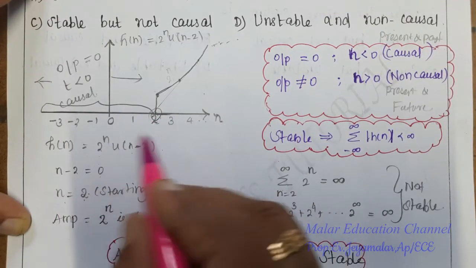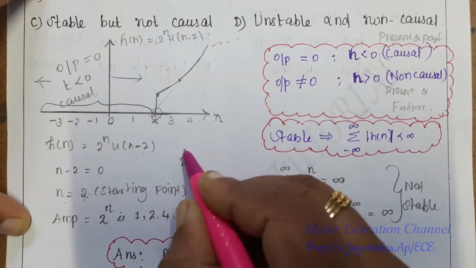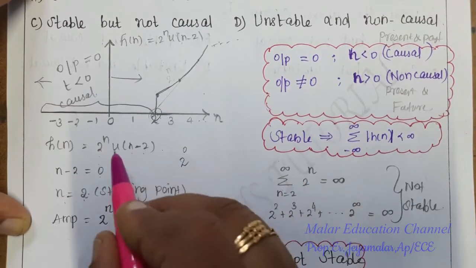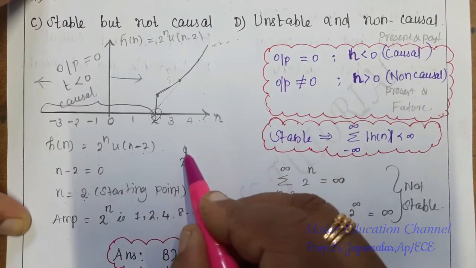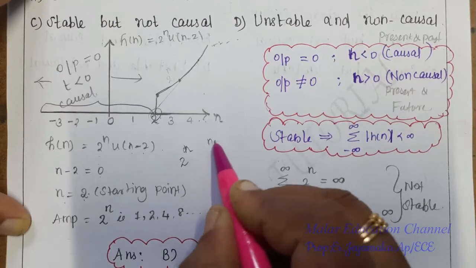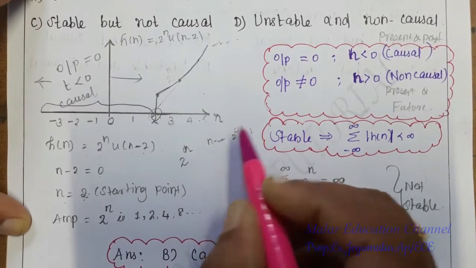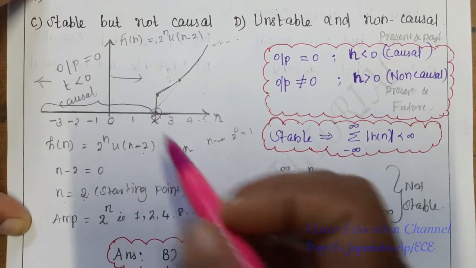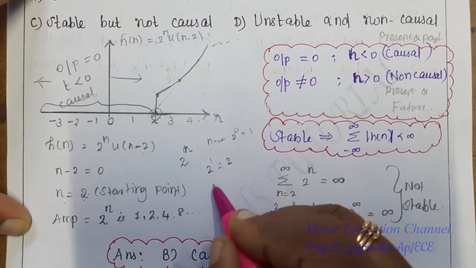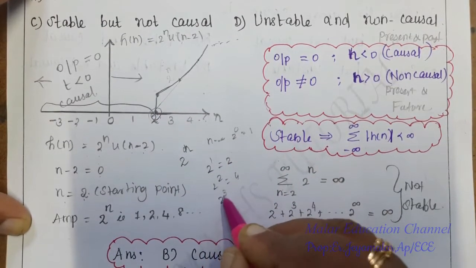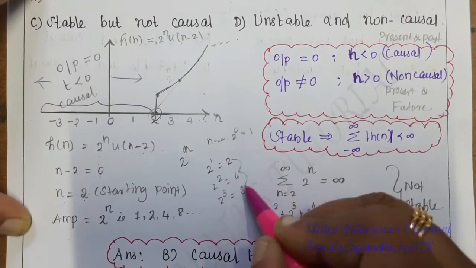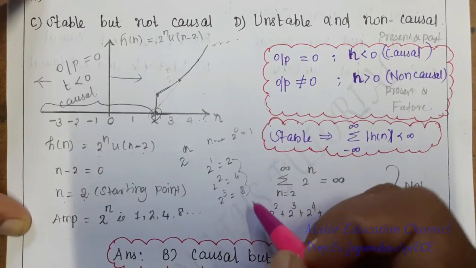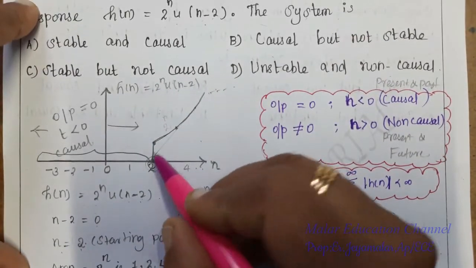2 power n is the term. Substitute n equal to 0: 2 power 0 equals 1, so the amplitude starts from here. After that, 2 power 1 is 2, 2 power 2 is 4, 2 power 3 is 8, isn't it? Likewise 2, 4, 8, 16, going on.